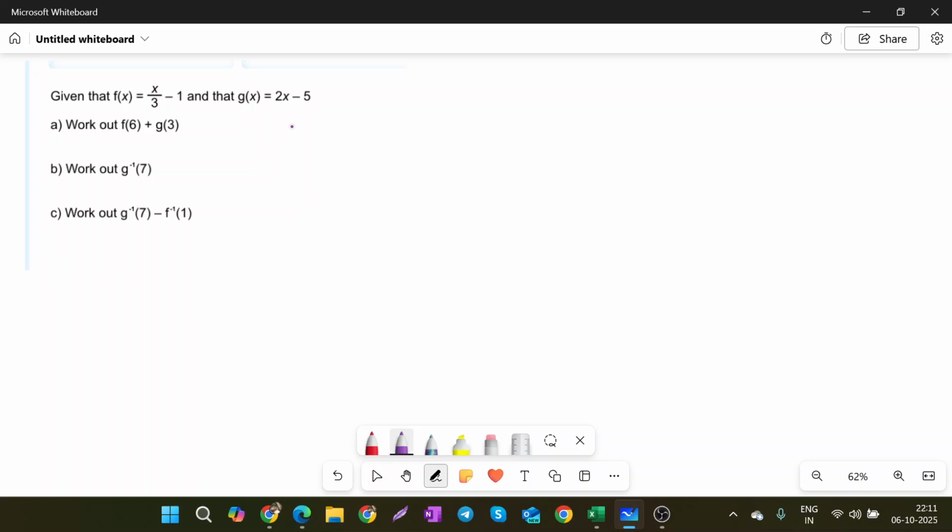part 1 seems to be easy, we can work out what is f of 6. We replace x with 6, so x over 3 becomes 6 over 3, and then take away 1, so that is 2 take away 1, which is 1. g of 3, we go to the machine g, replace x with 3, so that would be 2 lots of 3, take away 5, which is also 1. So if we add the two together, f of 6 plus g of 3 is equal to 1 plus 1, that is 2.